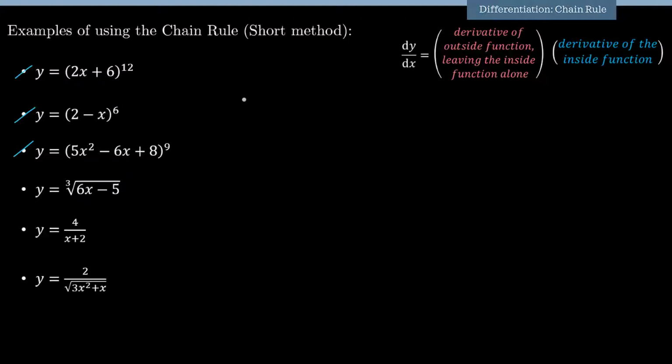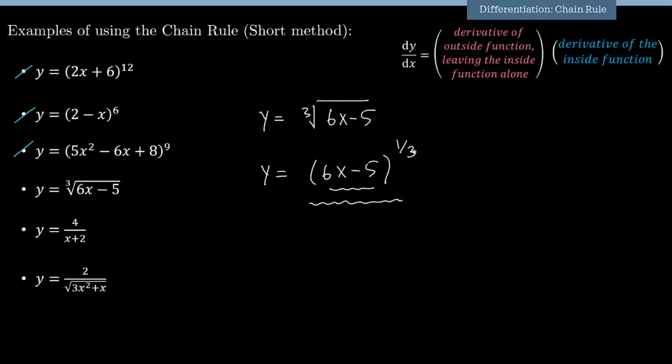In the fourth question, I have y is equal to the cube root of 6x minus 5. I can rearrange this as (6x minus 5) raised to the power of 1/3. This is the inside function and this whole is the outside function. First, I am going to take the derivative of the outside function, so this 1/3 would come down.